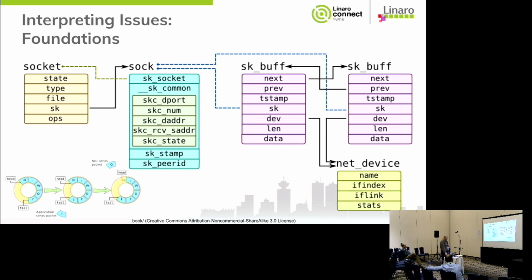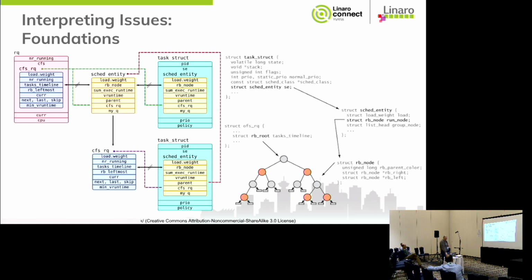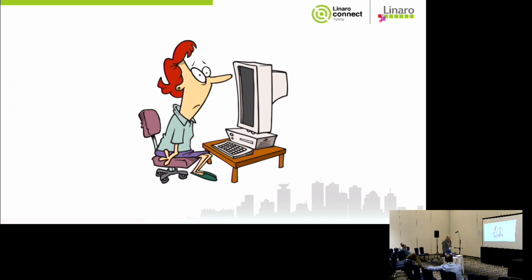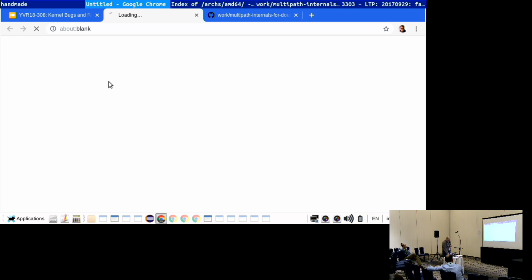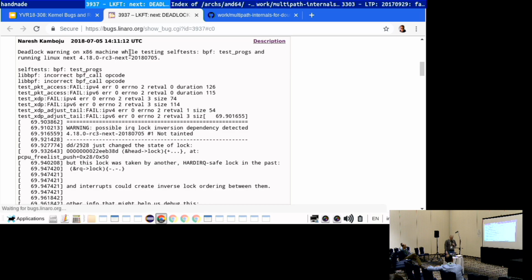Network, I think you got the idea, the scheduler. And then finally, some of the messages that we usually get out of the testing, right? So the stack traces or things like that. So let's get one of the problems. So for example, this was one of the bugs that we got.